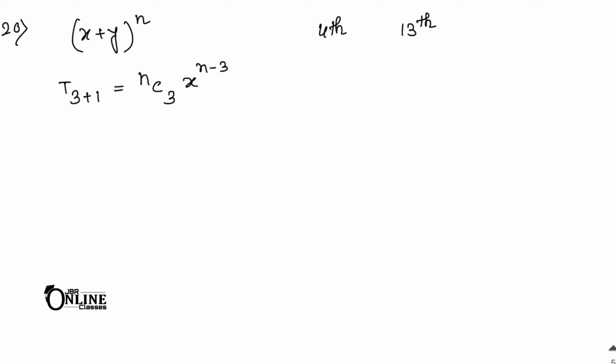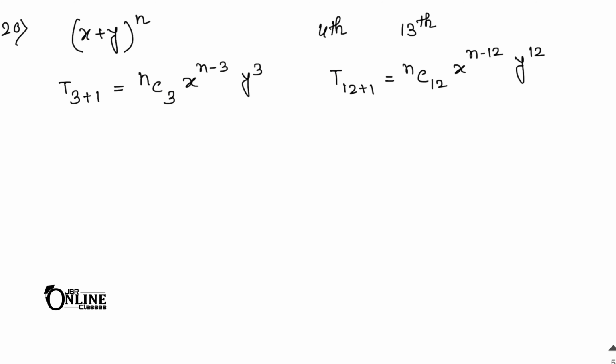Now the last one, sum number 20. In the binomial expansion of (x+y)^n, the coefficient of the fourth term and the coefficient of the 13th term are equal. Then find the value of n. First you have to find the fourth term. Fourth term means T(3+1), that means nC3 x to the power n minus 3 and y to the power 3. Is it clear? Next, the 13th term means T(12+1), that means nC12, x to the power n minus 12 and y to the power 12.